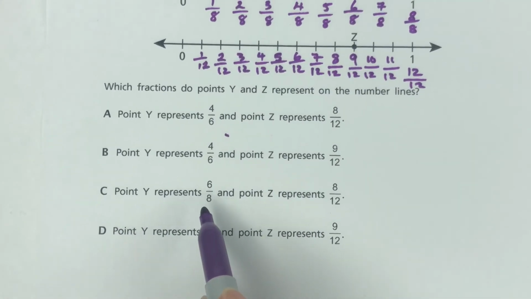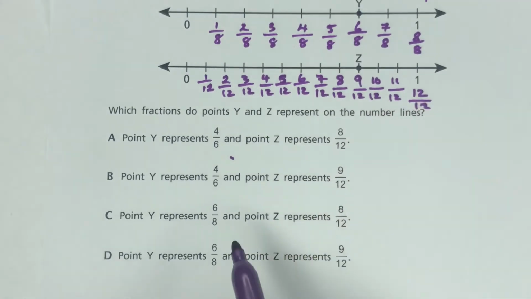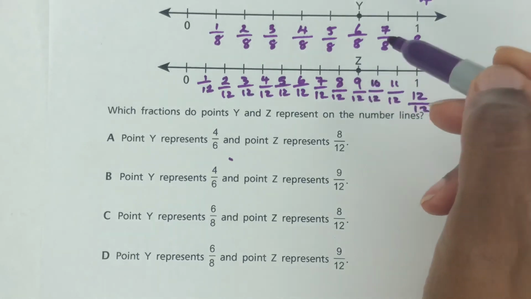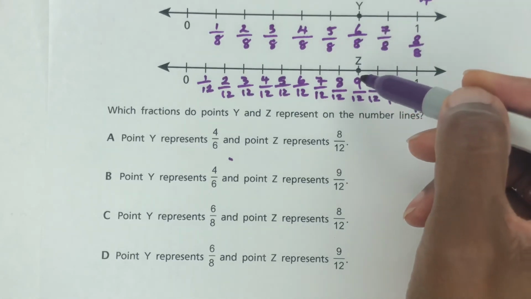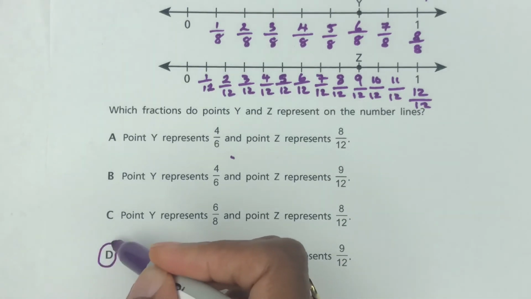Point Y represents 6/8. Okay, that first part is correct. And point Z represents 9/12. Okay, good. So there we go, right? 6/8 and 9/12. So then you know that the answer is D. Yes, okay, I know. I totally missed the other part of choice C, but I did get to it. The answer is D without missing too much information. So I apologize about that mistake, but you get the gist.